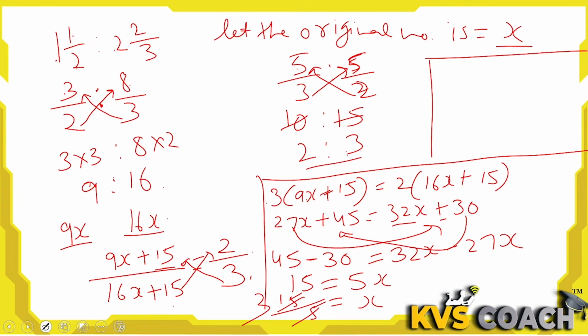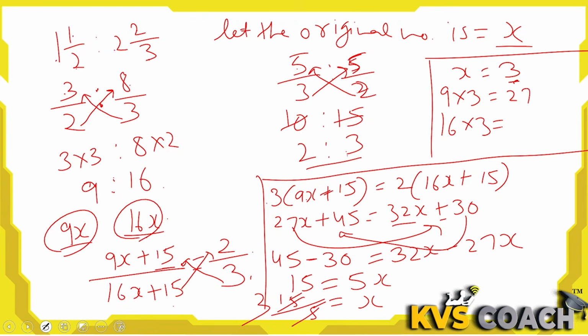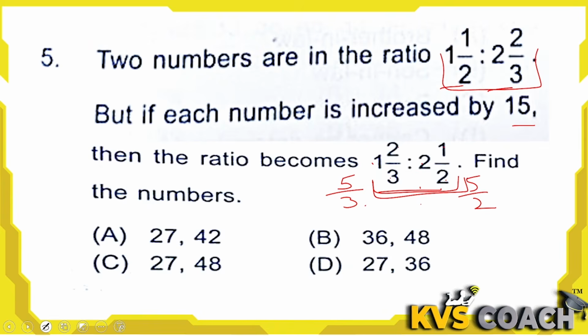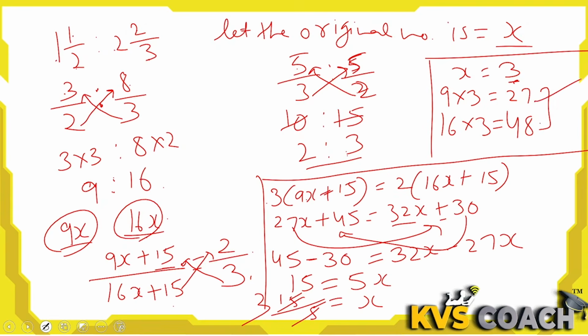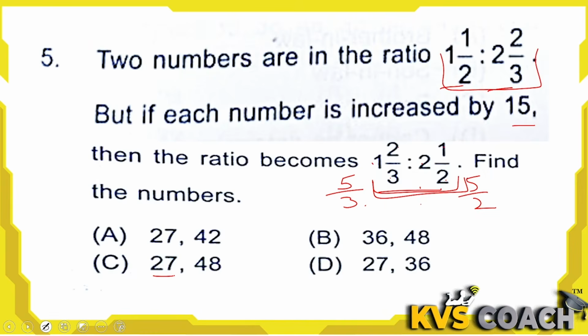So the value of x is equal to 3. Now put this value here and here, then we get the numbers. The value of 9x is 9 into 3, 27, and 16x is 16 into 3, that is 16 3s are 48. So these are the values of the numbers. What they were asking was to find the numbers. So the numbers are 27 and 48. Option C is the right answer here.